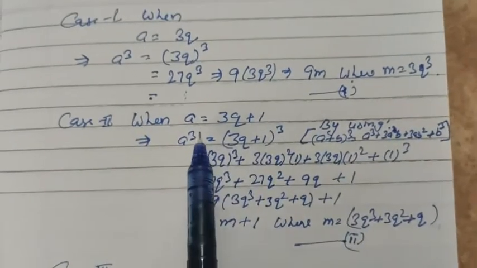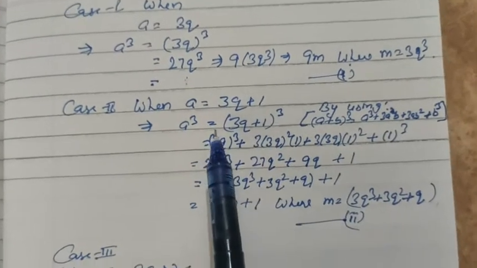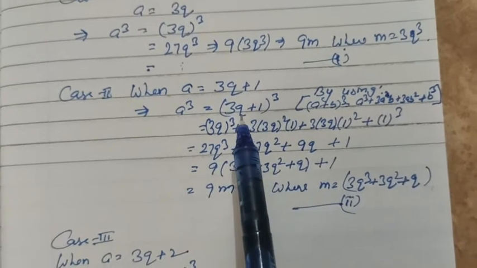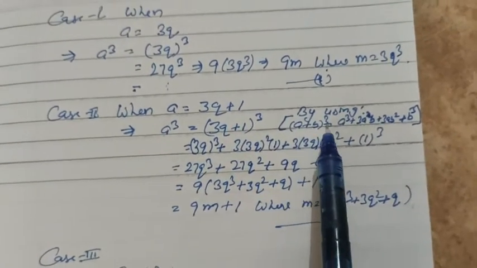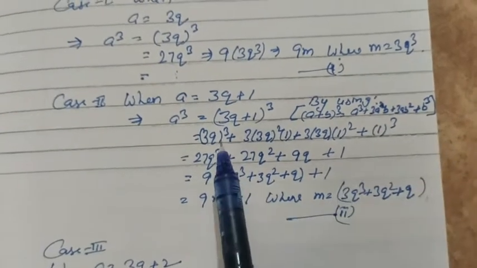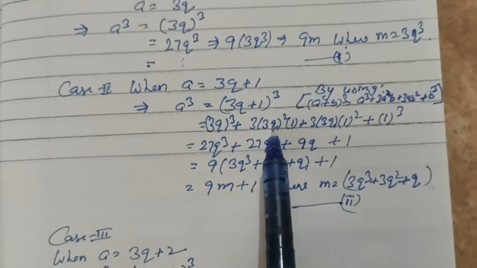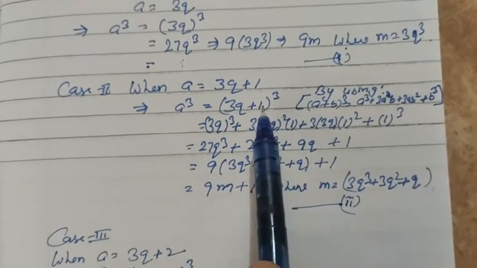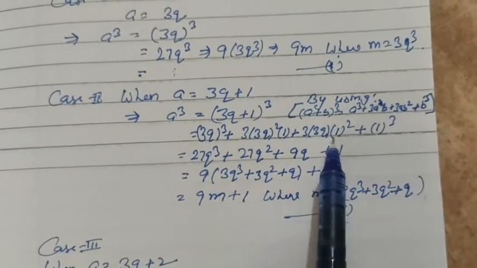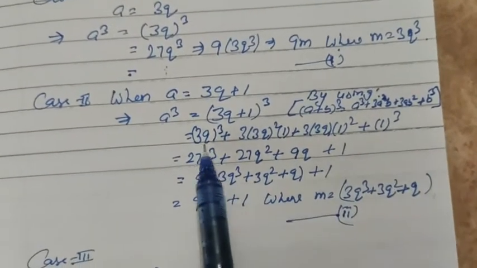So now case number 2, when we have a equals to 3q plus 1. Now cubing both sides, a cube equals to 3q plus 1 whole cube. So use a plus b whole cube. That is a plus b whole cube is a cube plus 3a square b plus 3ab square plus b cube. So a cube that is 3q cube plus 3 into a square that is 3q square into b that is 1. So now 3a that is 3 into 3q and b square that is 1 square, and in the end b cube that is 1 cube. So now solve this.